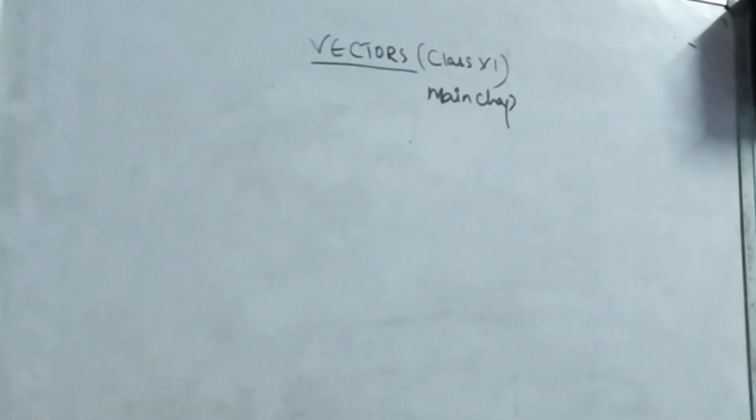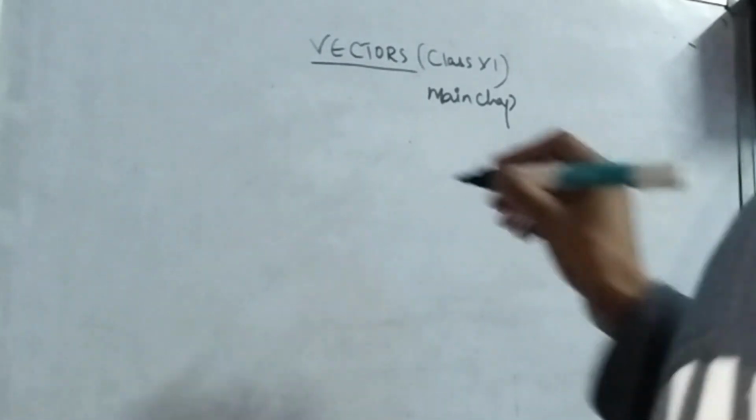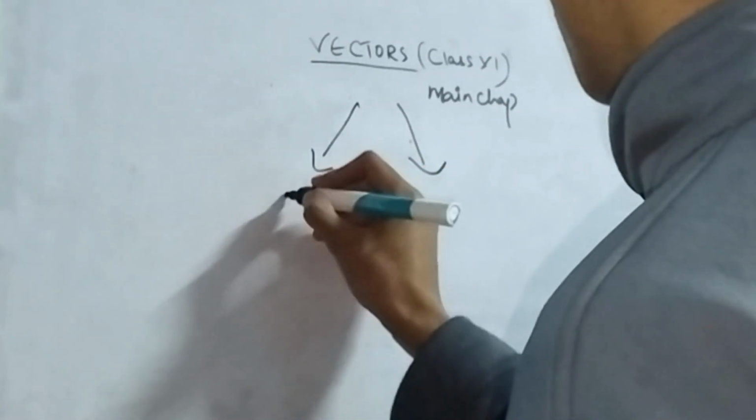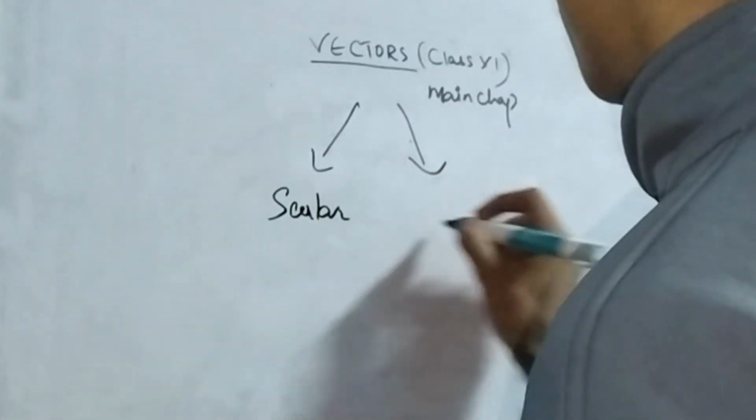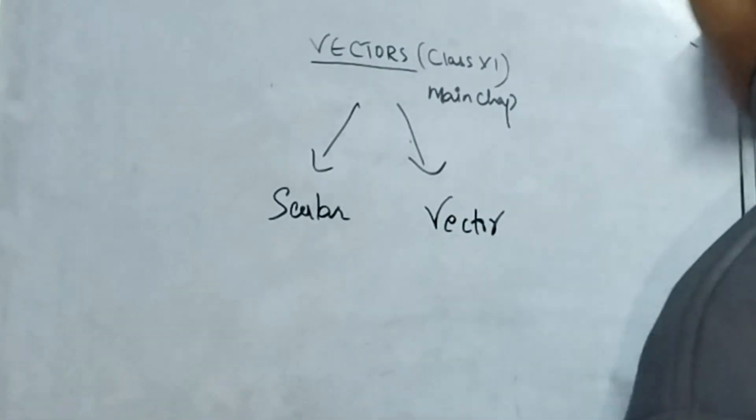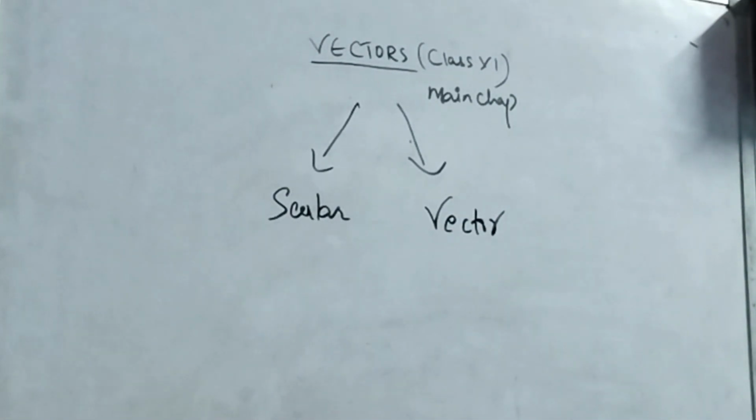First of all, there are two types of quantities: number one is scalar and number two is vector. Let's understand what is scalar and what is vector, and the difference between them.